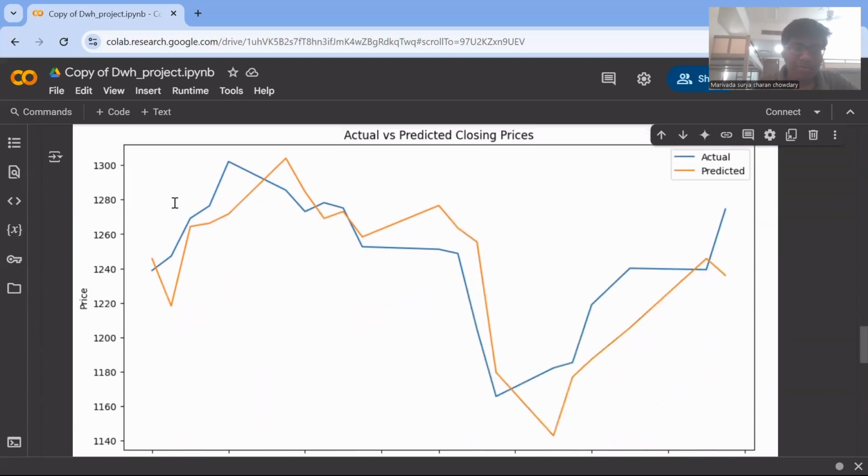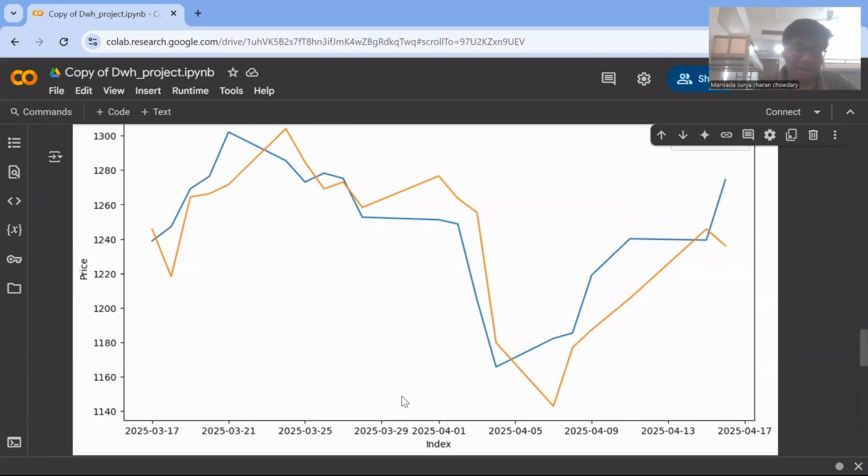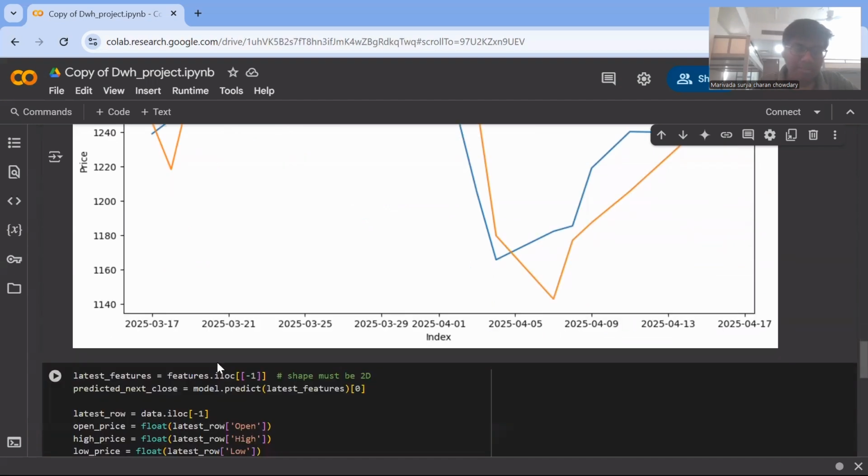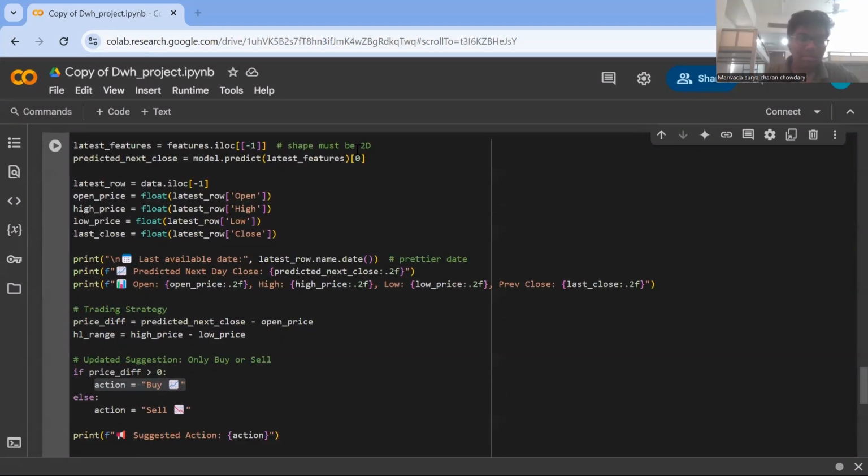Now let us plot the graph. Here you can see the blue line indicates actual prices and the red line indicates predicted prices. And on the x-axis you can see the days and on the y-axis prices. Now let's see the last step. Here we have considered the most recent data and it will be passed to our machine learning model and it will predict the next day's closing price.